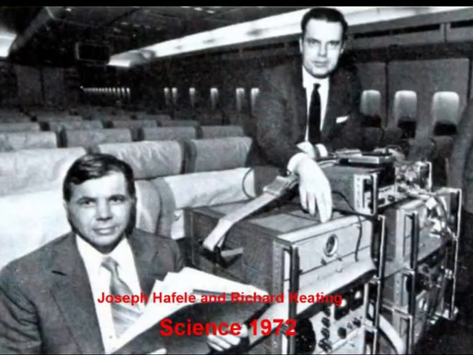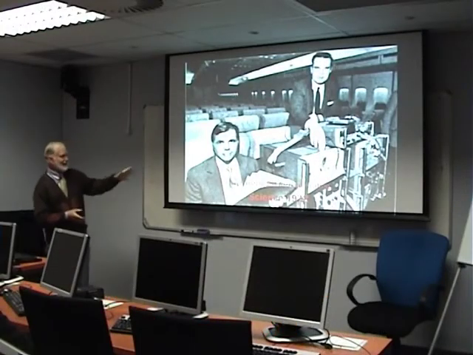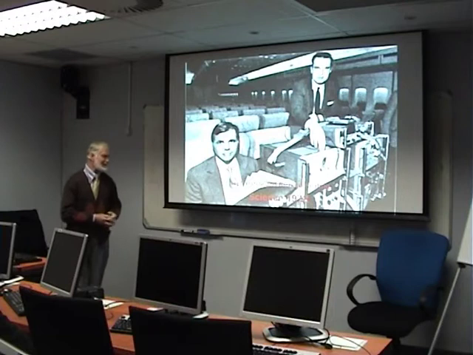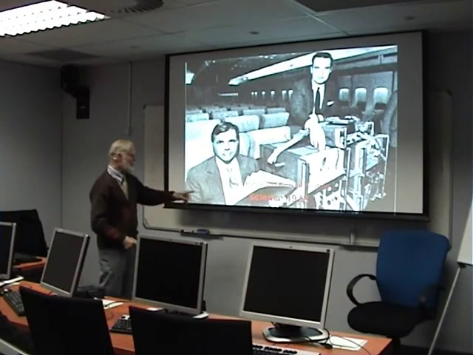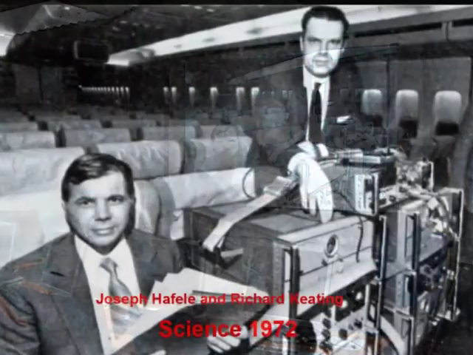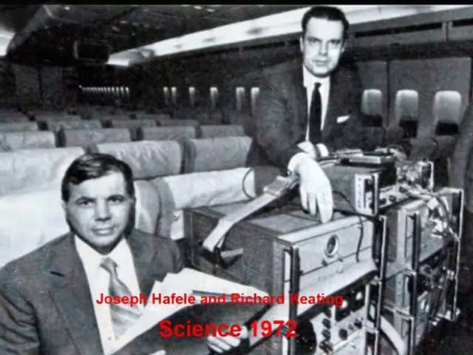If you stick within the requirements of the scientific establishment, you can become very famous. Like these two people, Joseph Hafele and Richard Keating, very famous. They published a paper in the journal Science in 1972. Now, that's one of the top two journals. So this is real science.